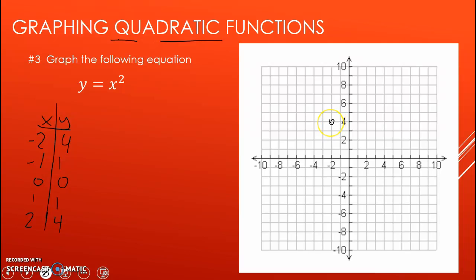-2, 4 is here, -1, 1, 0, 0, 1, 1, and 2, 4. And when I graph that, hopefully you remember the name of this shape. It's called a parabola. And so the basic shape of a quadratic function is anything with an x squared in it, is a parabola. And that's the parent function for a parabola. Now later on in this lesson, we're going to shift that. We're going to move it left, right, up, down, stretch it out, flip it upside down. We're going to talk about how that happens.